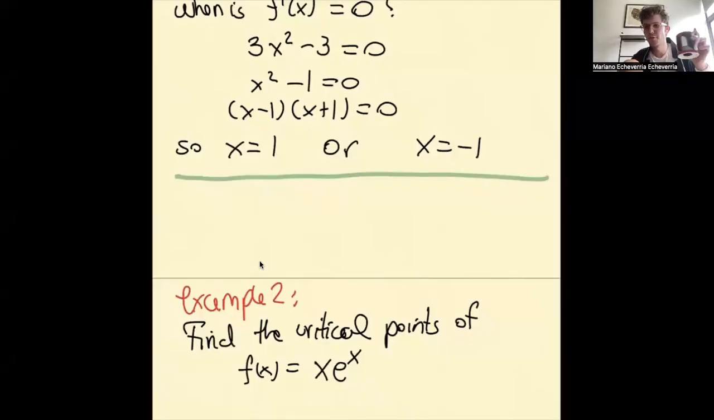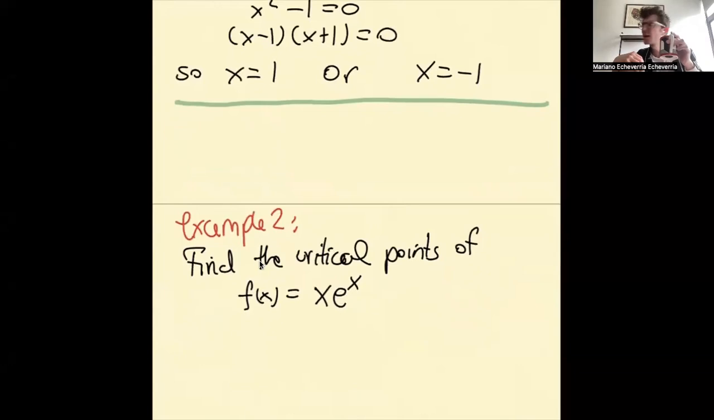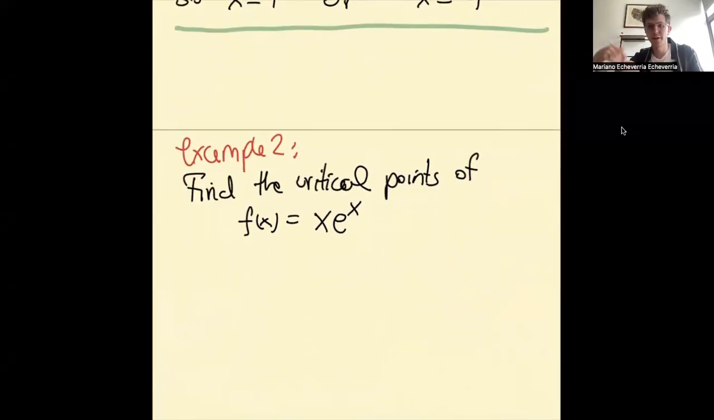So what's the value? What's the critical point? I think there was only one. What value for x did you find? Yeah, it should be -1. Good. How can we do that? Again, you find the first derivative. How do you find the first derivative of this function?